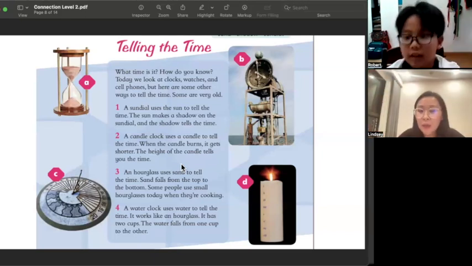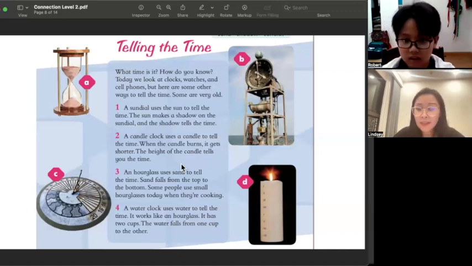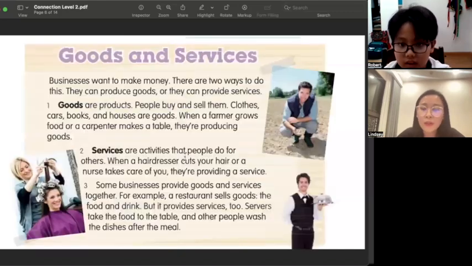What kind of clock works like an hourglass? A water clock works like an hourglass too. That's good. But is there sand in the water clock? No, in the water clock water falls from one cup to the other to tell the time. Thank you, Robert. Thank you.